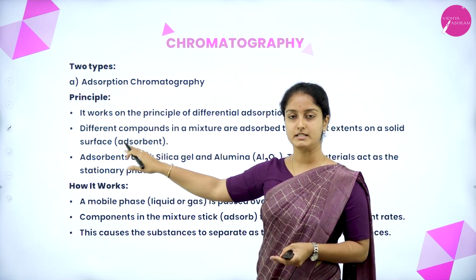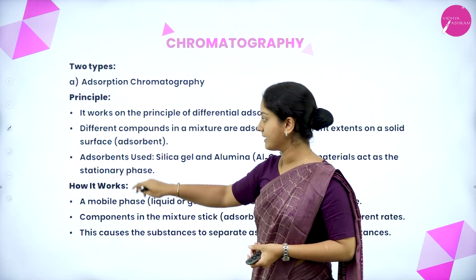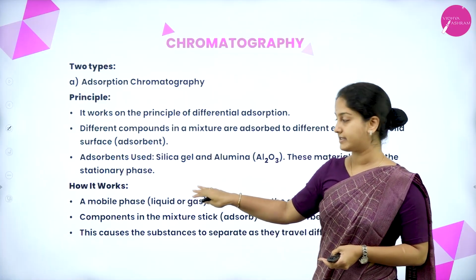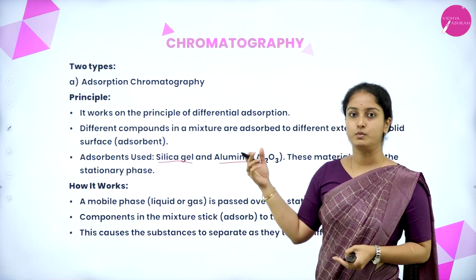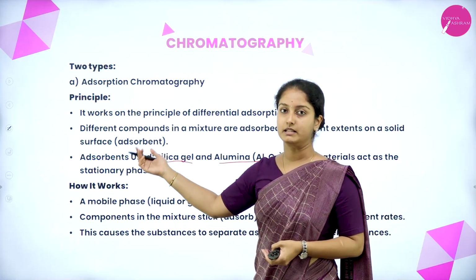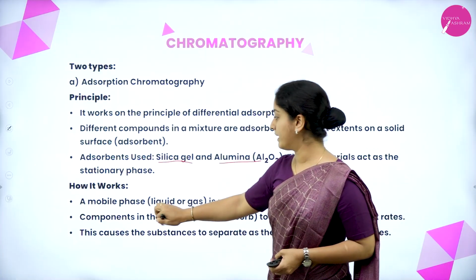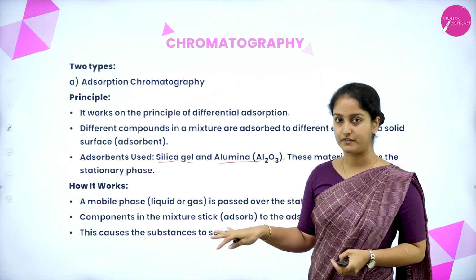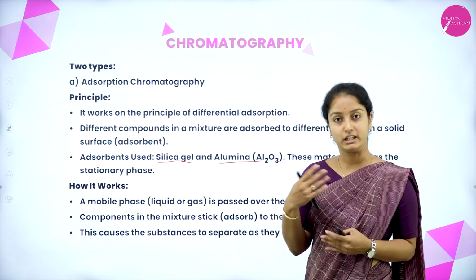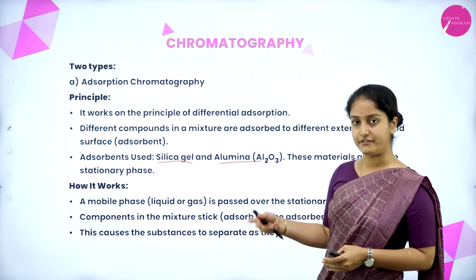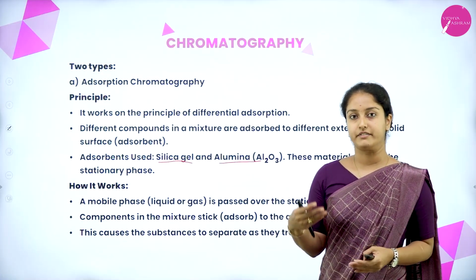The adsorbent here is the stationary phase, which could be in a liquid state or a solid state. So adsorbents used in this technique could be silica gel or alumina. These materials will be helpful for separating the components in a mixture. How it works is, a mobile phase is passed over the stationary phase and then components in the mixture stick, adsorb or accumulate on the adsorbent at different rates. So this causes the substances to separate at a different level.